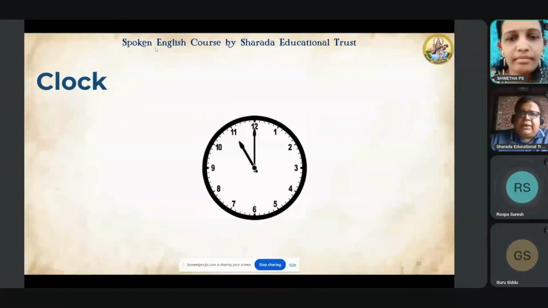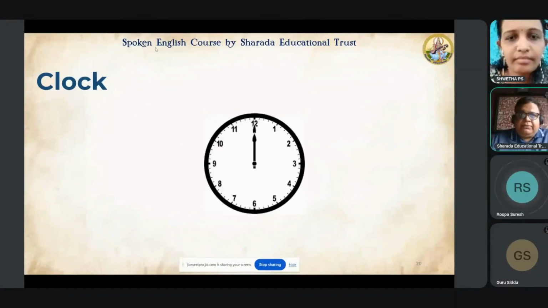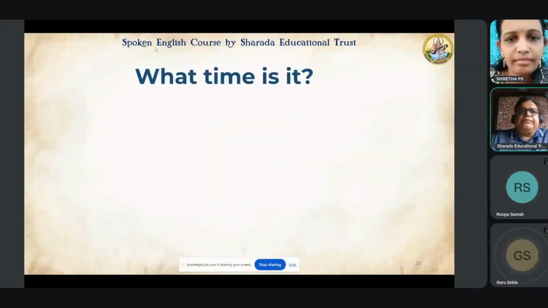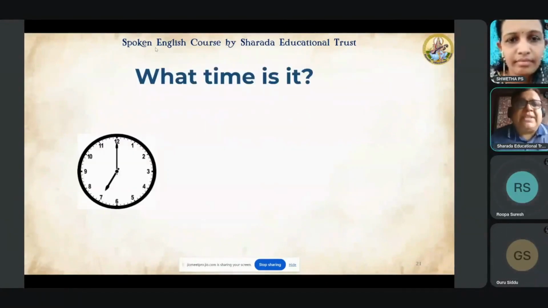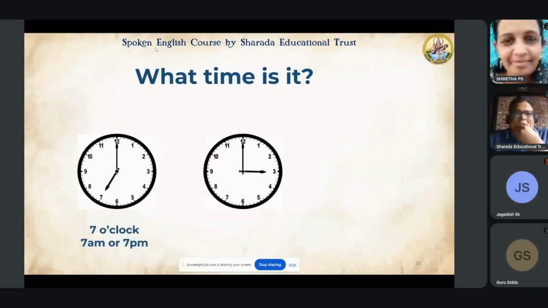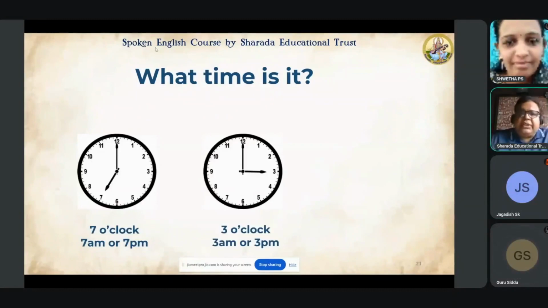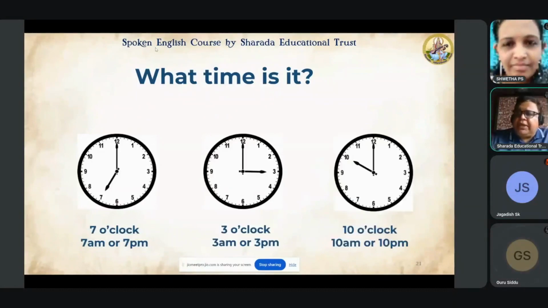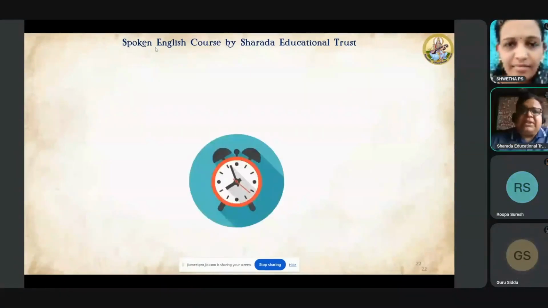Okay, so this is the complete cycle right up to 12. So what time is it? You can use your own interpretation. 7 o'clock, 7 a.m. or 7 p.m. Same thing here. You say 3 o'clock, 3 a.m., 3 p.m., 10 o'clock, 10 a.m., 10 p.m. I'll not spend much time because this is only for your students.